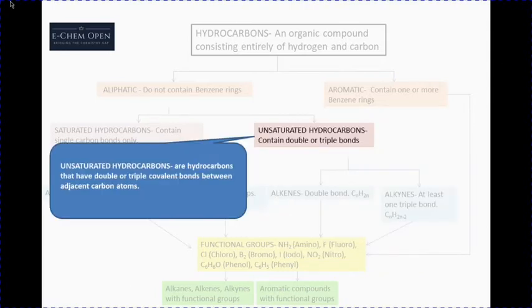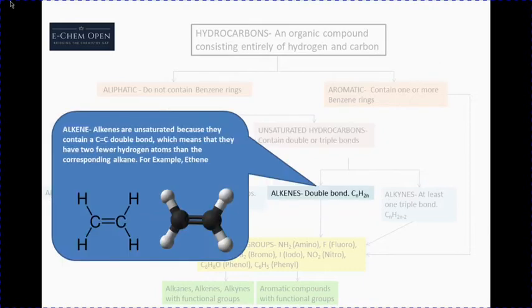Unsaturated hydrocarbons are hydrocarbons that have double or triple covalent bonds between adjacent carbon atoms. If they have at least a double bond, we call them an alkene. Alkenes have the general formula of CnH2n. Alkenes are unsaturated because they contain a C to C double bond, which means that they have fewer hydrogen atoms than the corresponding alkane. For example, ethene.